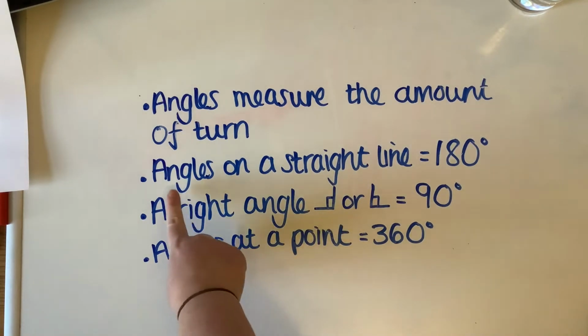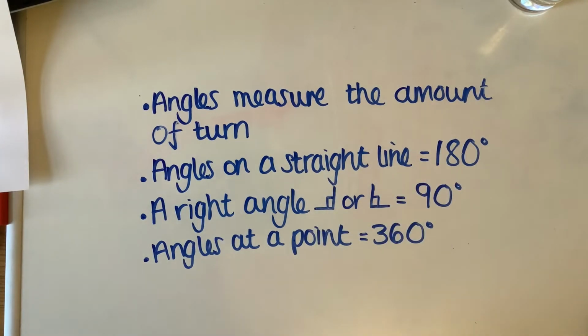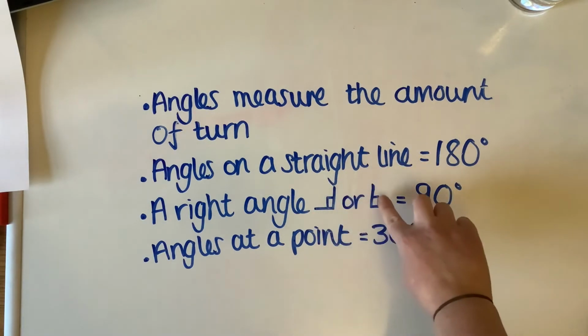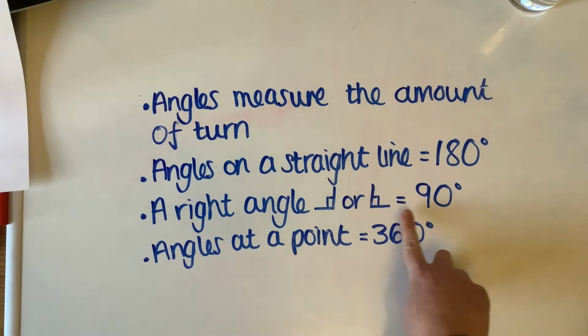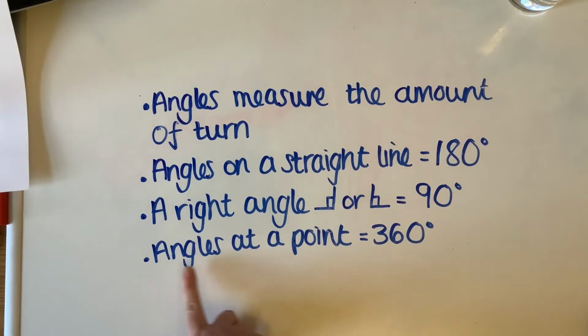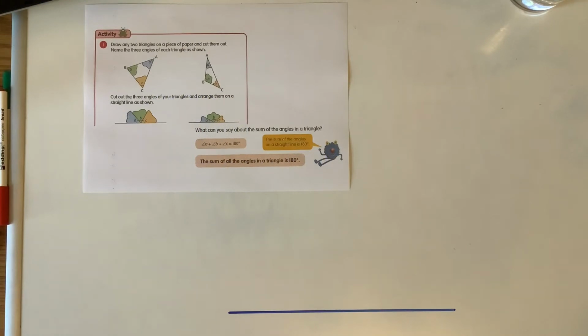First one, angles on a straight line equal 180 degrees. A right angle, which can look like this, where it's like a square, is 90 degrees or measures 90 degrees. And then finally, angles at a point equal 360 degrees. So today we're going to be learning to find the angles of a triangle.